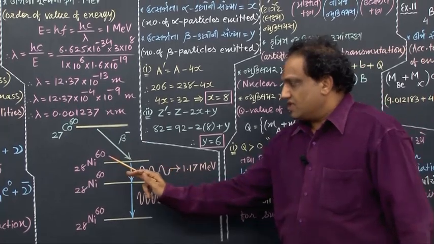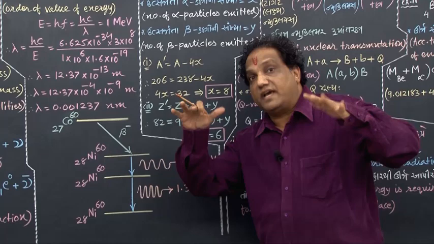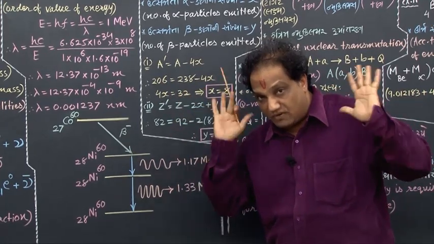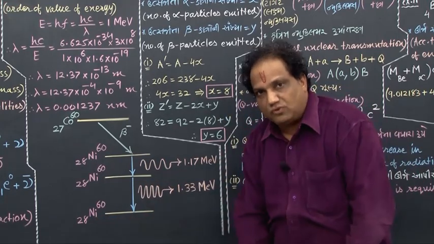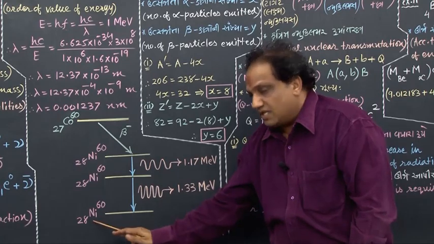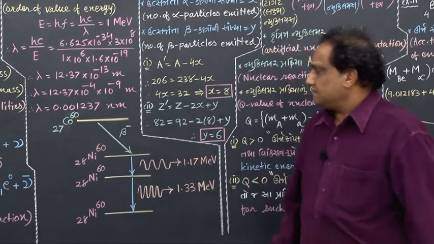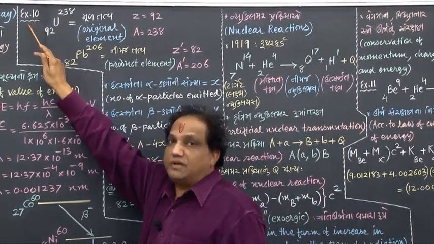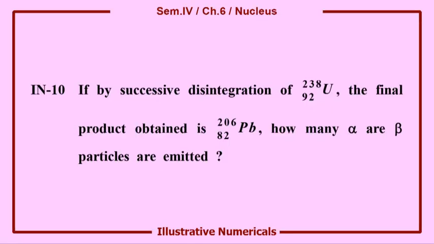Got it? And what is the difference between this and this nucleus? This nucleus was in the excited state. It was having energy more than what is required to remain stable. And this nucleus has come into the ground state, that is the minimum energy state, that is, you can say, unexcited state. Okay, fine. Now kindly read the statement of sum number 10, illustration number 10. Have you read it? Come on.